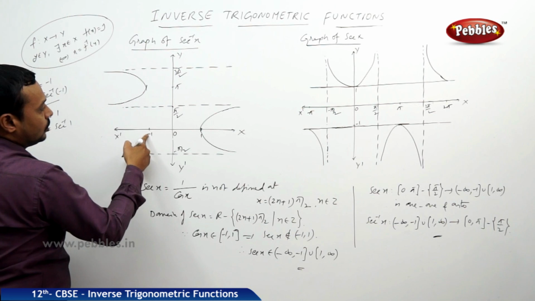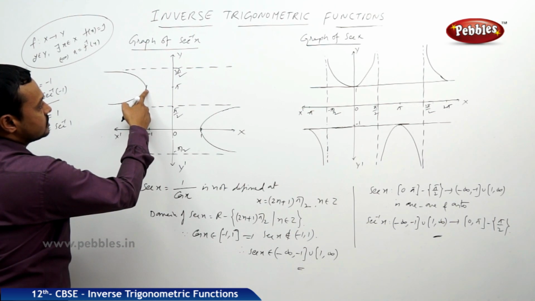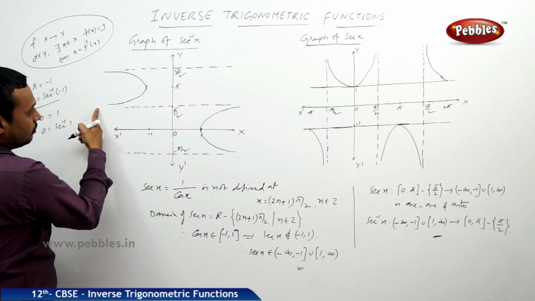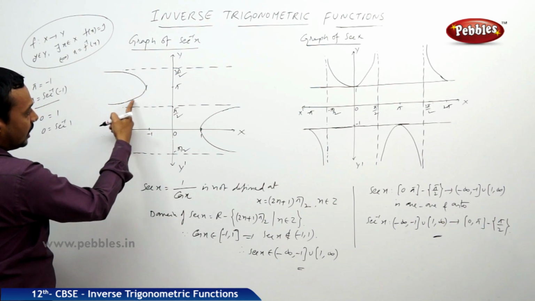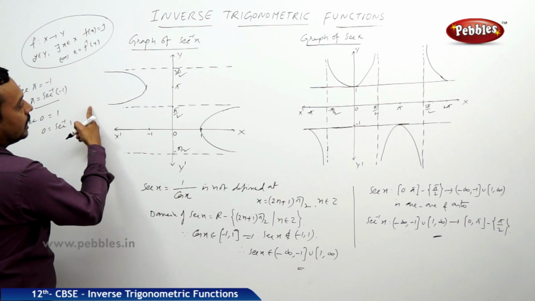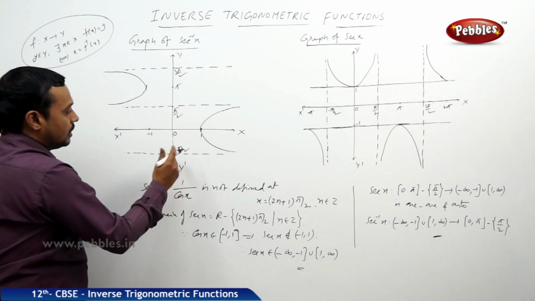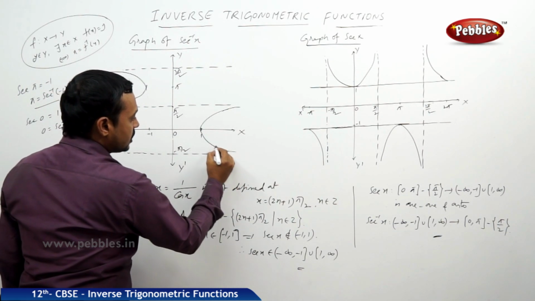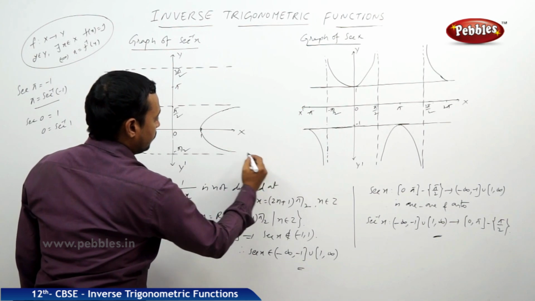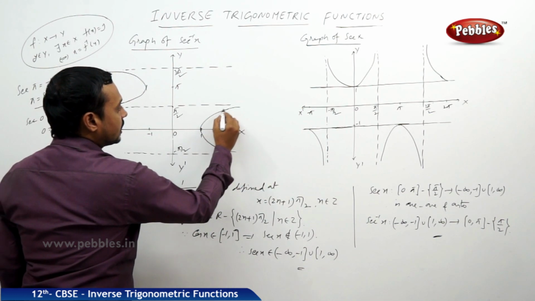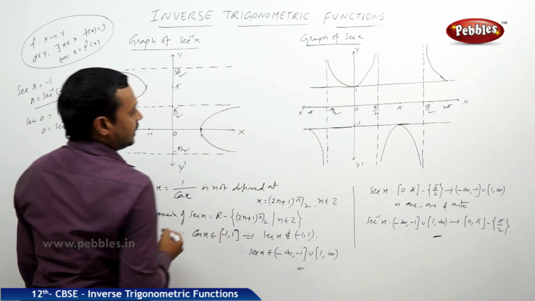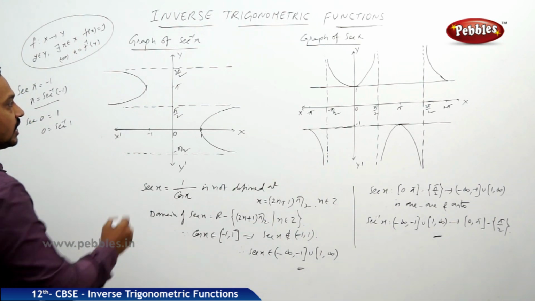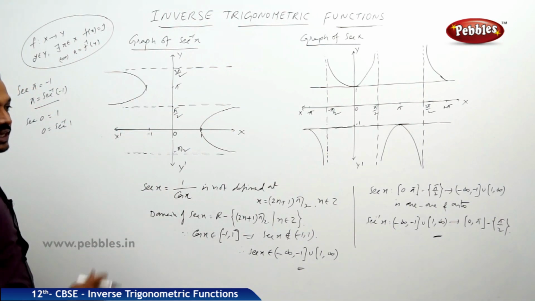So at x equal to minus 1, the secant inverse value is pi. As x values tend to minus infinity, the graph also tends to minus infinity, and here on the right side, as x tends to plus infinity, the graph is also tending like this, and as x values tend to pi by 2, the graph tends to plus infinity. So according to the definition of secant inverse x, we can draw this graph like this.